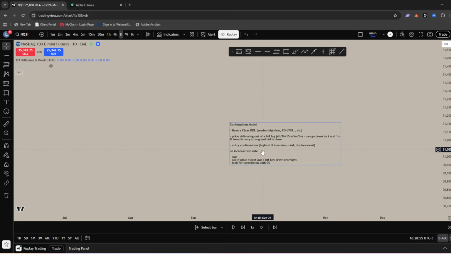We got entry confirmations in all of our examples off higher time frame inversions, displacement on this last one, and then we used SMTs in some of the examples. We've seen price sweep out higher time frame draws overnight. Like for example, in this last one, we'd already swept out London and Asia and all that stuff overnight, and we look for correlation with ES on the other example. So that's it for this one, guys. This is how I'm trading continuations.